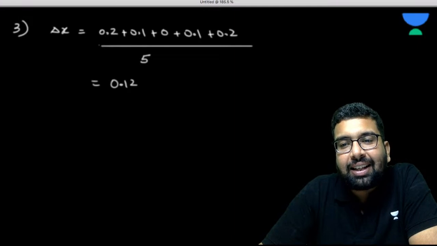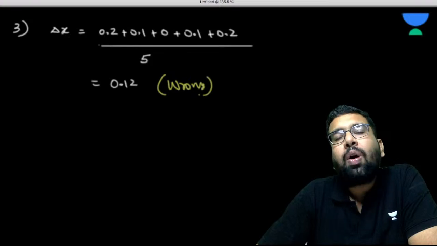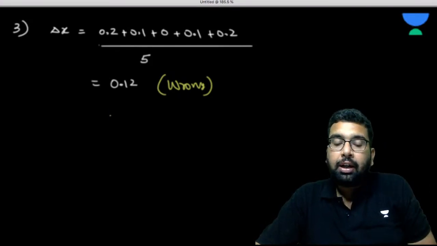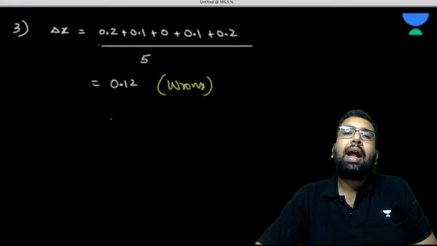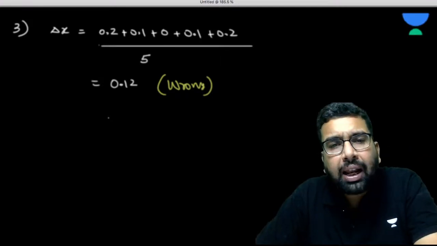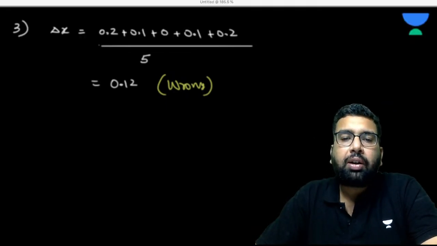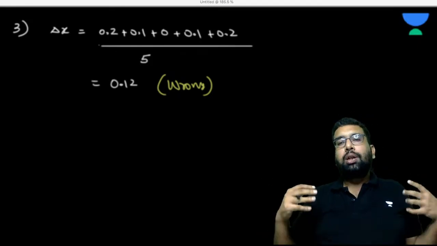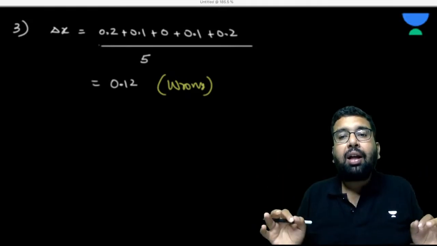Is it the right answer? No, this is not the right answer, guys. This is the wrong answer. Why is it wrong? Because when you are dealing with errors, you need to use the concepts that we have learned in significant figures. Why are significant figures used in the first place? Significant figures are used in context to the measurements. Errors are also used in context to the measurement. So whatever concept we have learned in significant figures, we have to apply it in errors also.